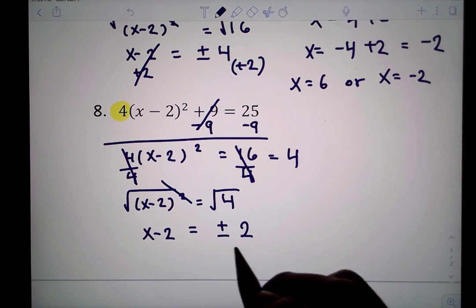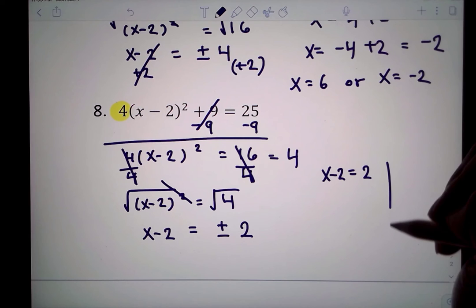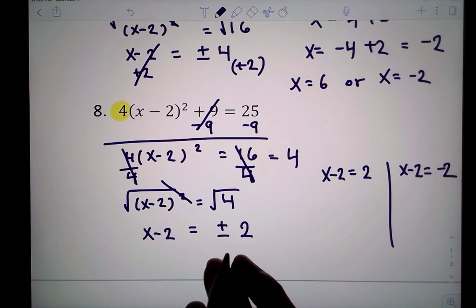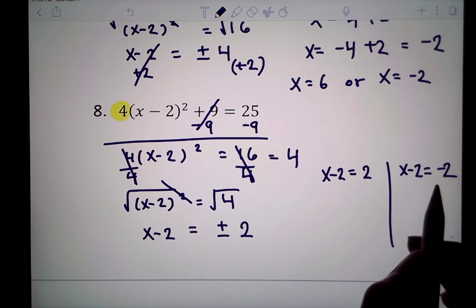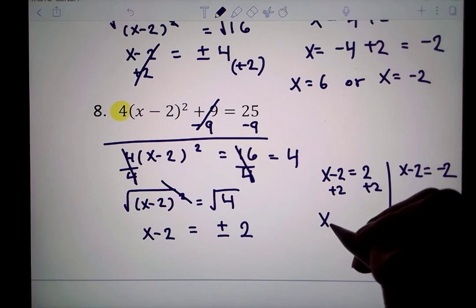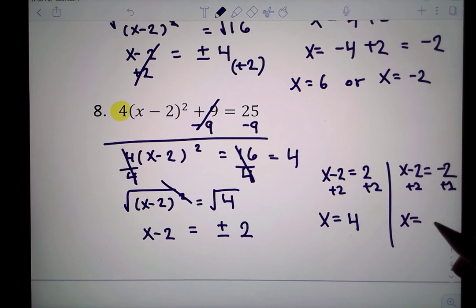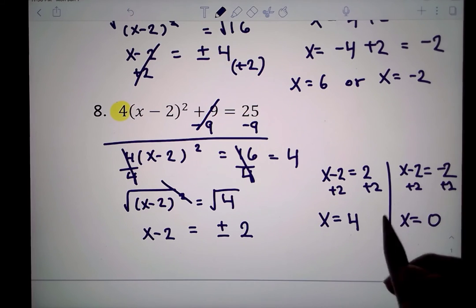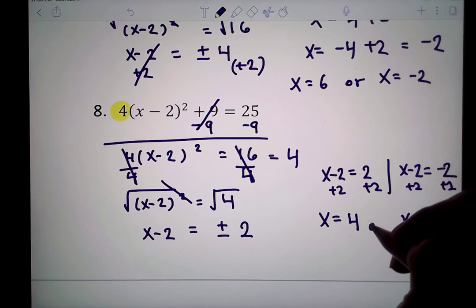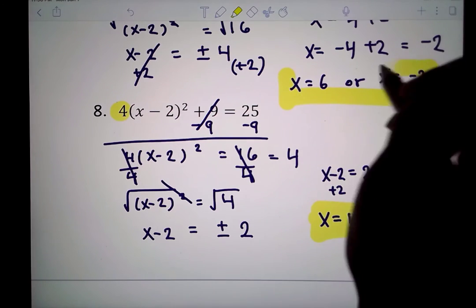Okay, and then let's split it. So x minus 2 equals 2, or x minus 2 equals negative 2. If you get confused doing it all at a time, then you can split it and do it step by step. So plus 2, x equals 4. And from here, plus 2, then x equals 0. Alright, like that. Then we're done. And that was my solution.